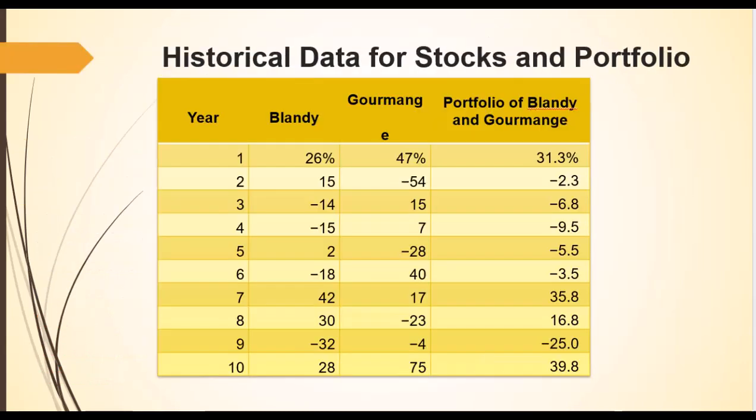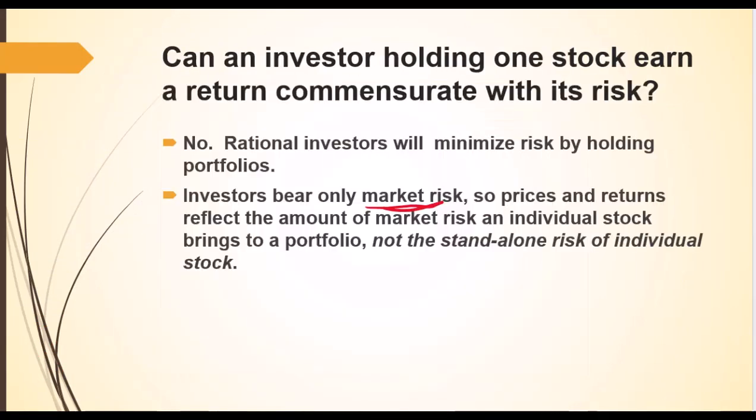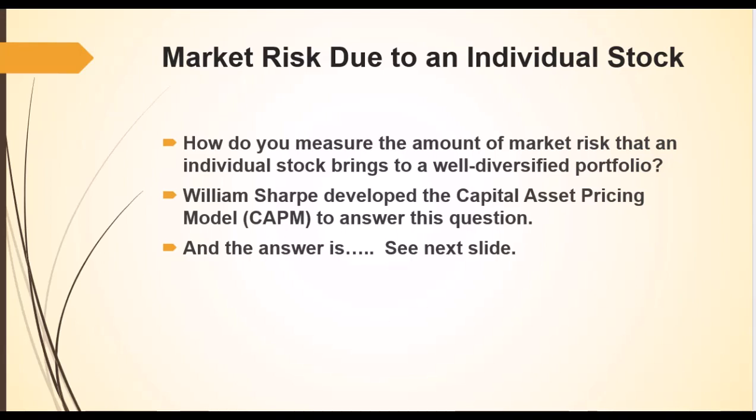So we need to diversify so we can eliminate as much of this company-specific risk as we possibly can. Again, the prices that you see, the returns that you receive, all come with an assumption that you have a diversified portfolio. So how do we measure the amount of market risk in a stock? Well, in the next video, we're going to talk about a theory called the capital asset pricing model. And when we get there, we'll answer that question.